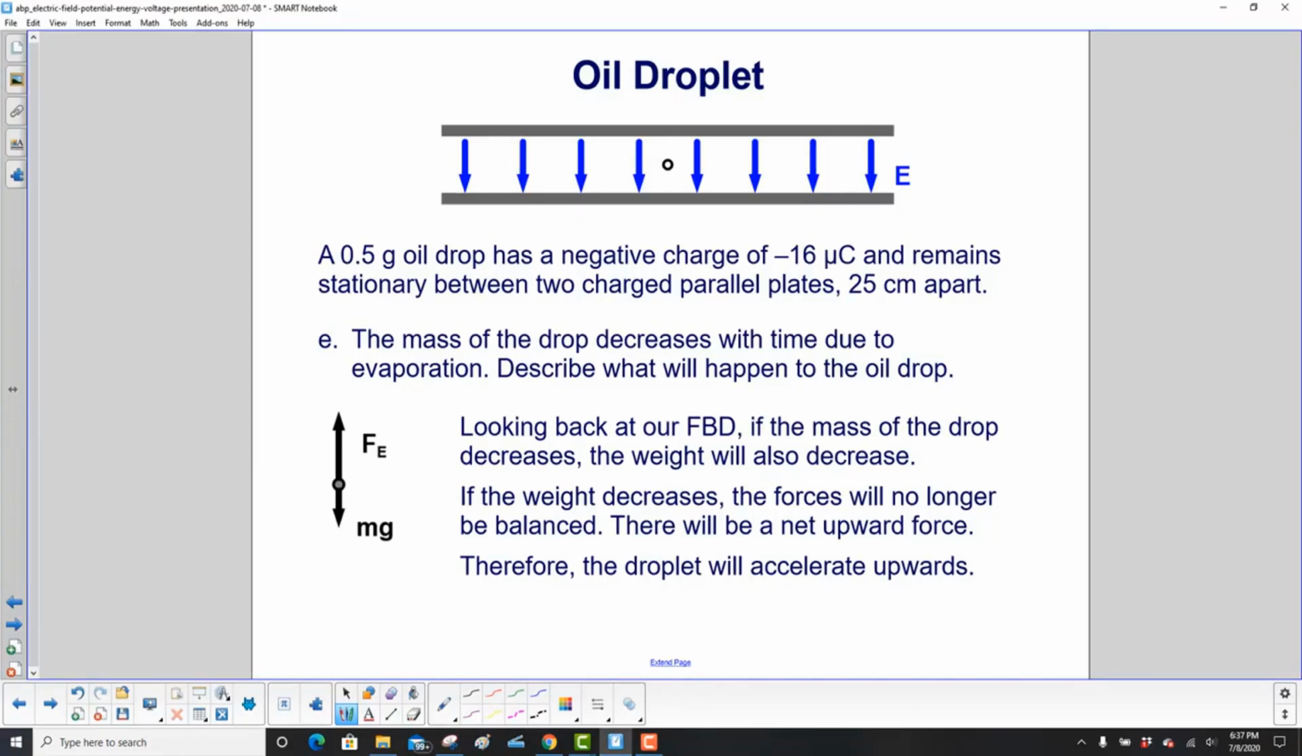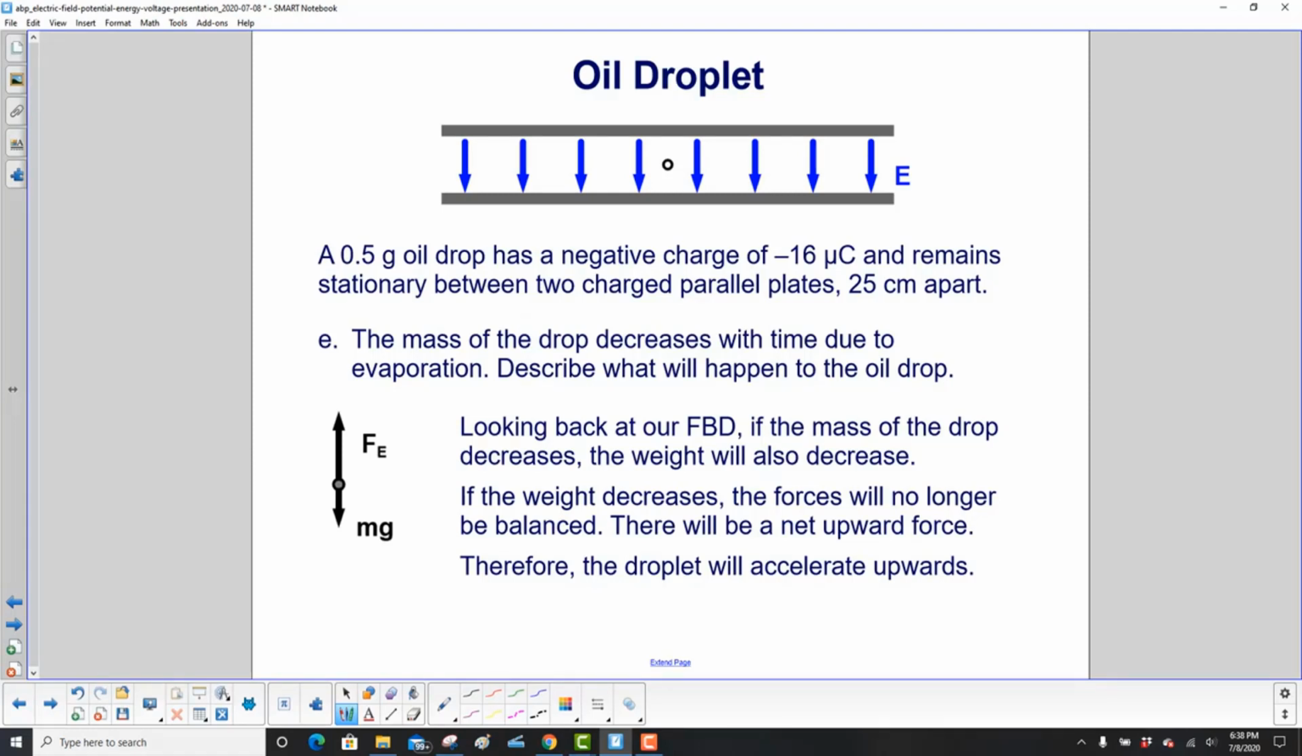Over time, the mass of the drop decreases due to evaporation. And this is why in the Millikan oil drop experiment, the first time people did it, they used water drops. But guess what? Water evaporates pretty quickly. So oil does not evaporate as quickly, but it will to some degree.